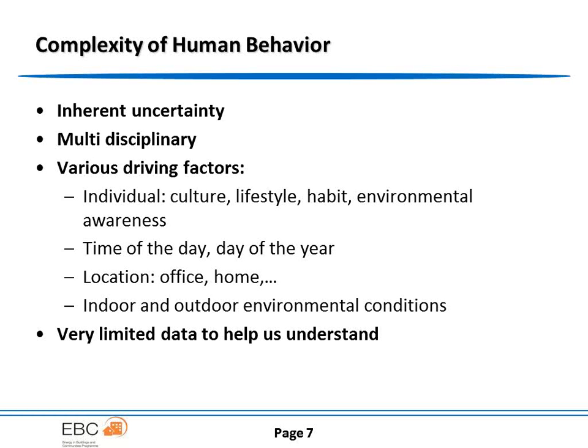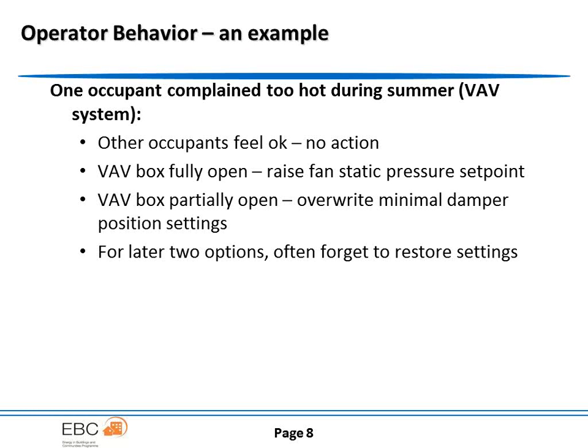Well, if the VAV boxes are already fully open, they may have to raise the fan static pressure set point to produce more airflow. If it's partially open, maybe you can override the minimum position, right? But quite often, it is fixed problems that they forgot to restore, so it's always stuck at those settings, and you probably end up with too much airflow or even reheat. So the idea is that different actions of the operator end up with different energy use of the system.